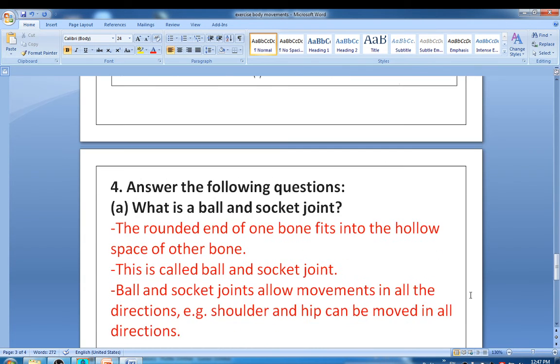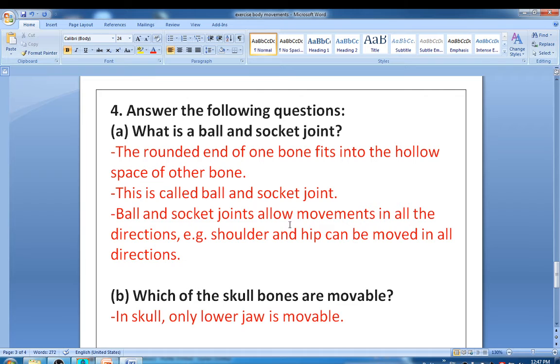Yes, and the last question of your exercise, answer the following questions. A total of 3 questions are there. First, what is a ball and socket joint? You have to write here in points. Again and again I am saying, write your short, brief answers in points only. In term 1 many students wrote essay-like answers. In term 2 I will not allow this kind of thing. You have to write these answers in points only.